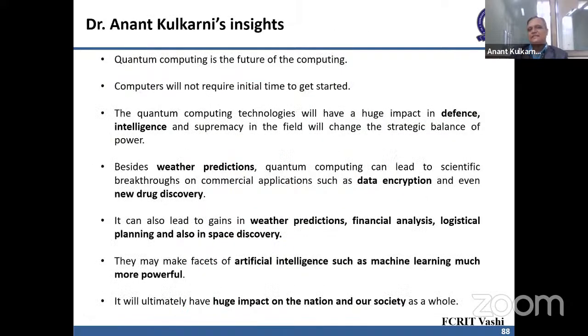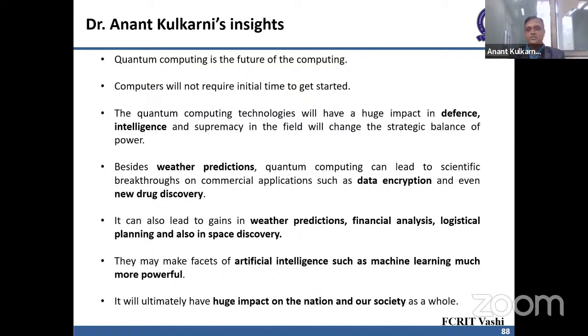Now my key insights. Now I would like to conclude. My key insights are that quantum computing is the future of computing. Computers will not require initial time to get started. Nowadays, you need the reboot time. But with the help of quantum computing, you won't require it. As far as technological advantages are concerned, it has a huge impact in defense, intelligence, and supremacy in the field, which will change the strategic balance of power.